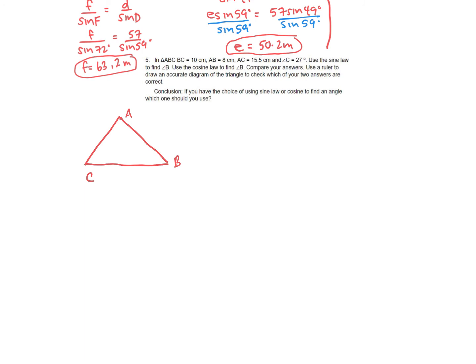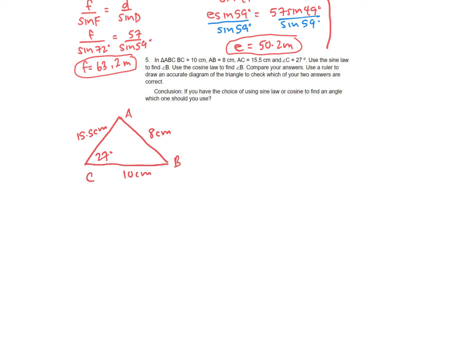And we are given side BC is 10, and AB is 8, and AC is 15.5. And angle C is 27. So we do have the option. It says use sine law to find angle B. Then it says use cosine law to find angle B. And then we're going to compare the answers. Okay? And we want to see if we get the same answer or not.